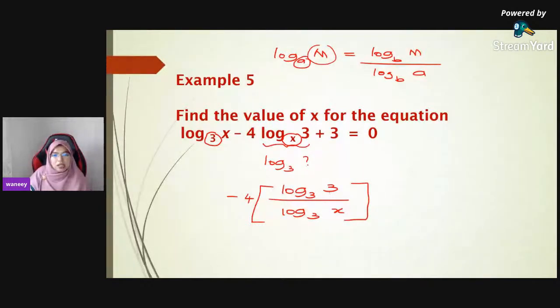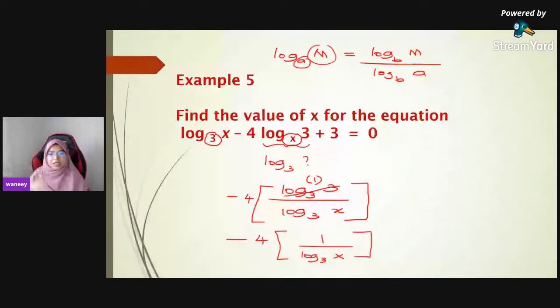And log 3, so this one we can actually simplify them because if we have log a to the base a, that is actually equal to 1. So this is actually equal to 1. So this is simply negative 4 times 1 over log 3x. Okay, so now let us substitute that into the equation and then let us try to solve them.